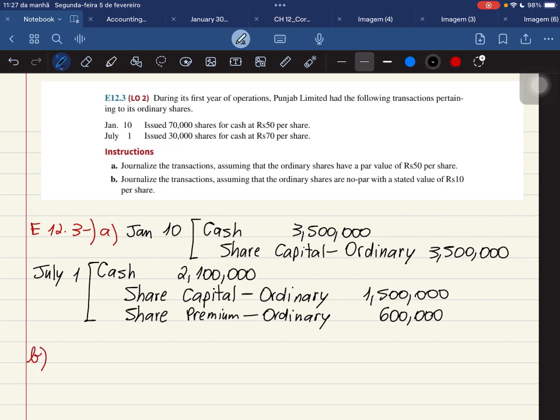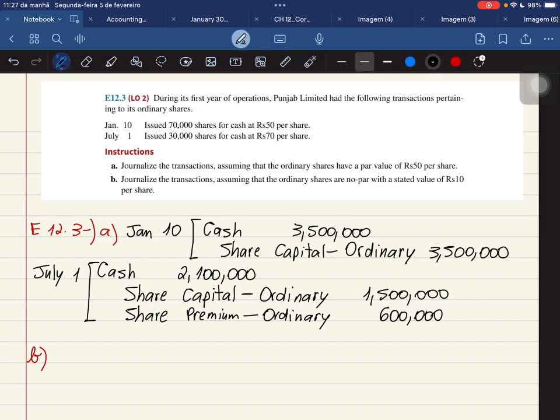B. Journalize the transactions assuming that the ordinary shares are no par with a stated value of 10 Rs per share. Well, here it says no par, but if they say no par with a stated value, you can just treat this stated value as if it was the par value. You can check this in your handout, but this is how we solve it.